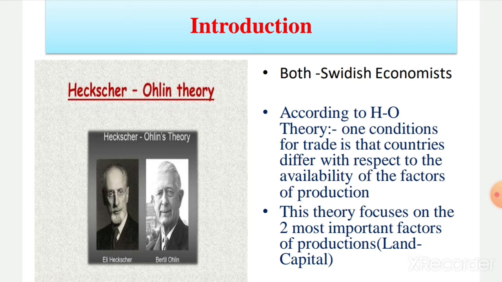Here the important focus is different. Division of labor and specialization are the important focuses of Adam Smith. But when coming to this Heckscher-Ohlin international trade theory, it focuses on the two most important factors of production, that is land and capital.